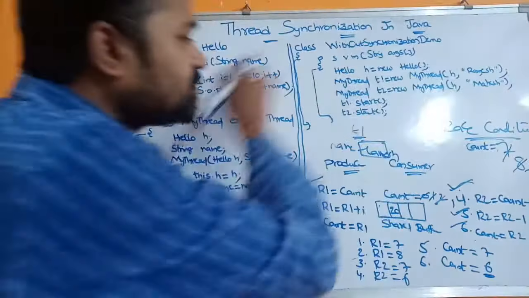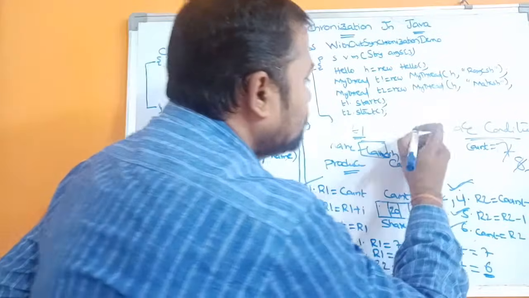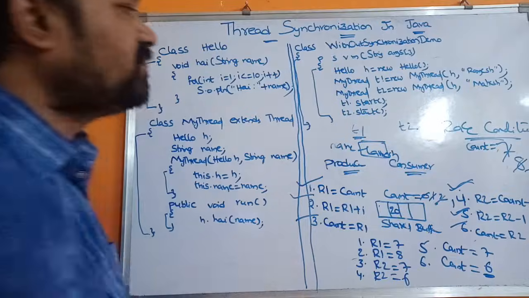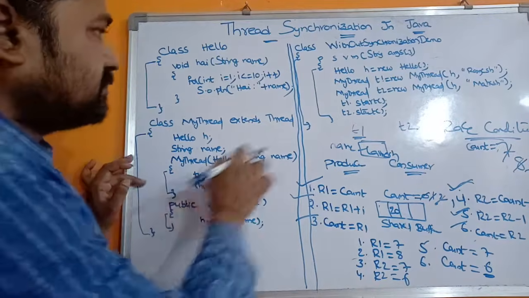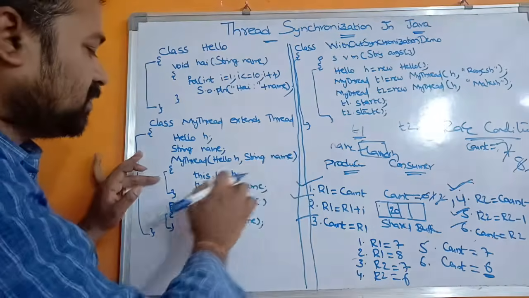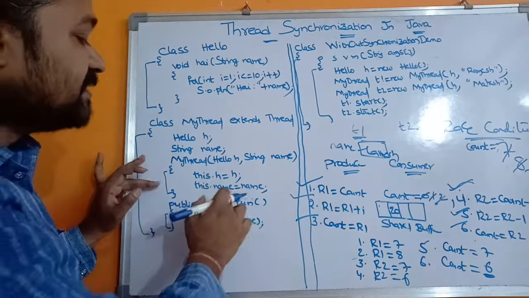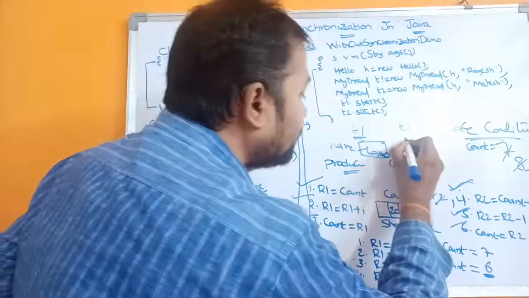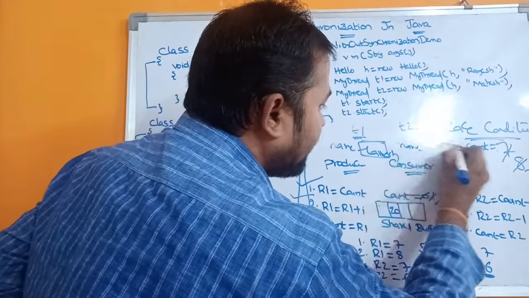Next, MyThread t2 = new MyThread(h, "Mahesh"). So now also the corresponding constructor will be executed. So t2 is the name of the object. So this h will be stored in this h and Mahesh will be stored in name. Now this.h = h, this.name = name. So in name, now we have what? Mahesh.